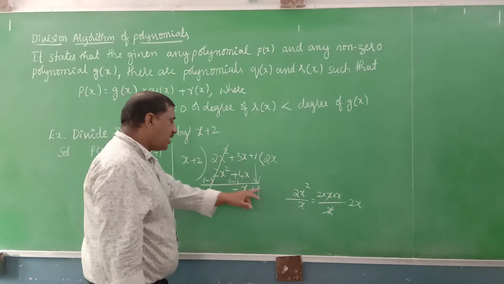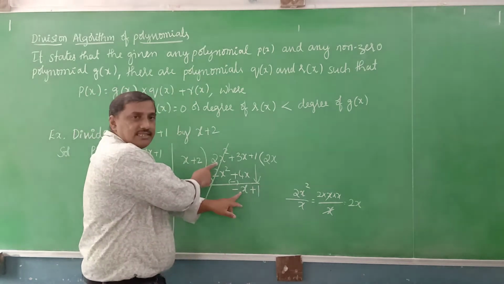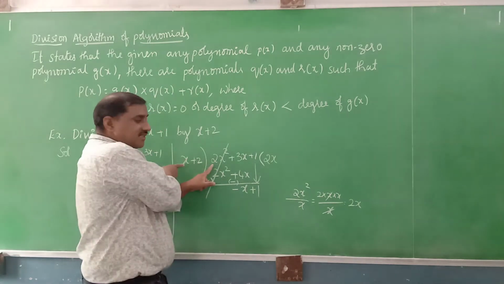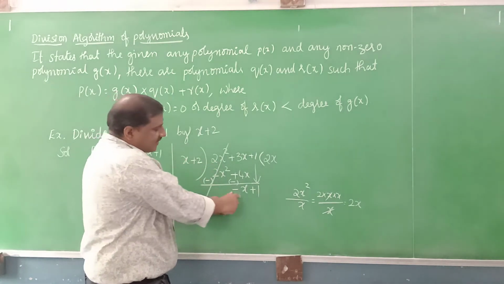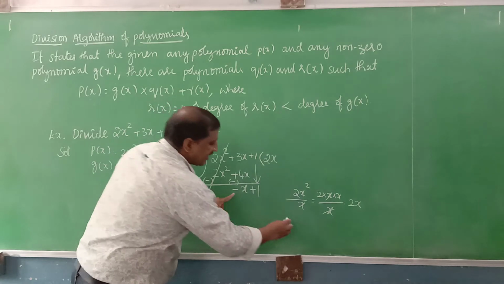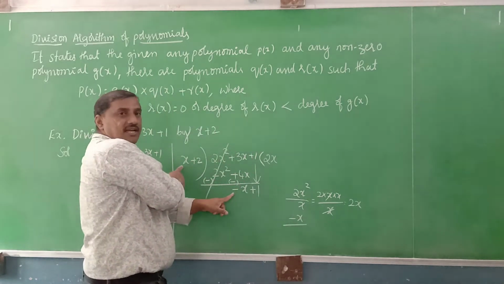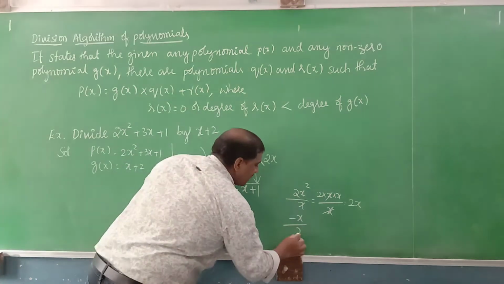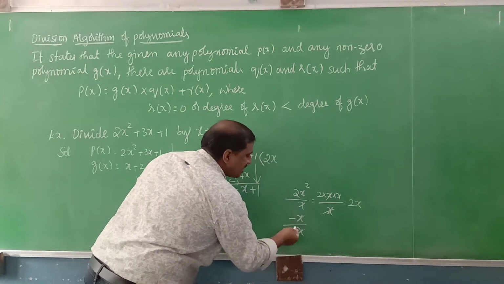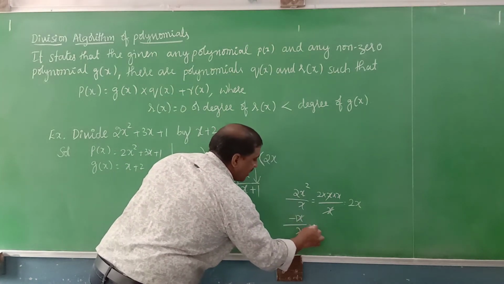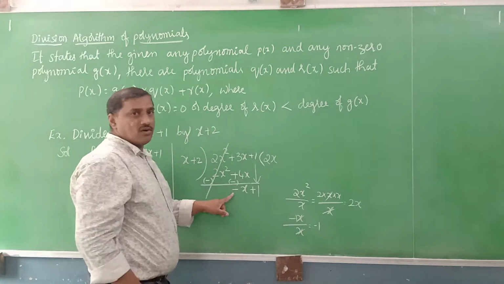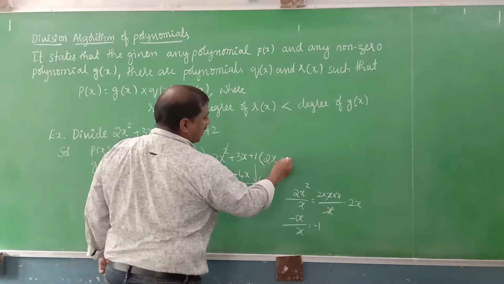What is the third step? Divide the first term of the dividend with the first term of the divisor. So now this is the dividend, and the first term here is minus x. Divide minus x with the first term of the divisor, that is x. So x and x are cancelled. Minus x means minus 1x. Therefore we get minus 1 as the quotient. So keep minus 1 here.